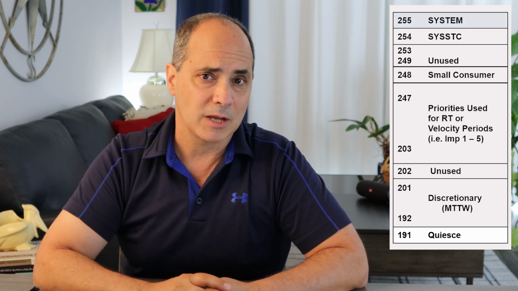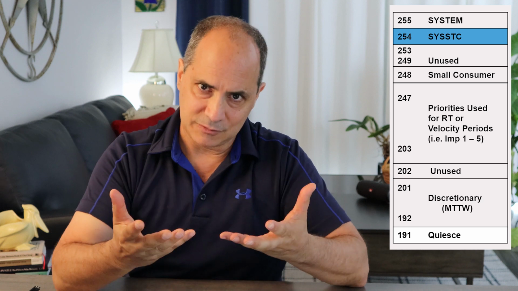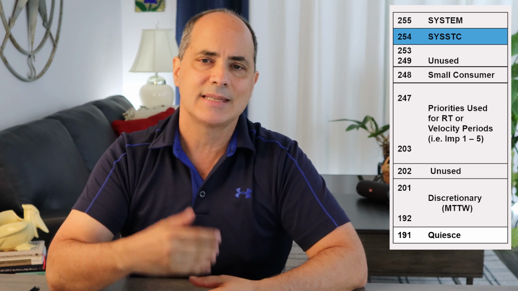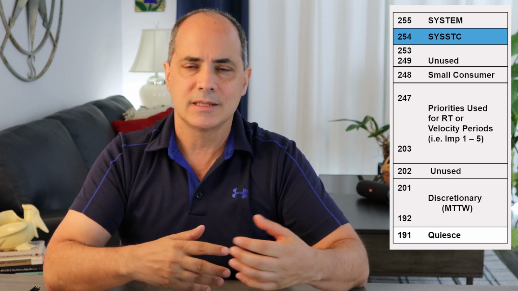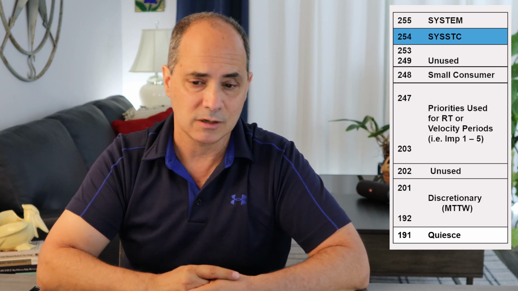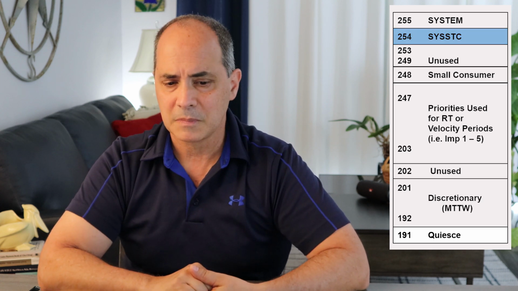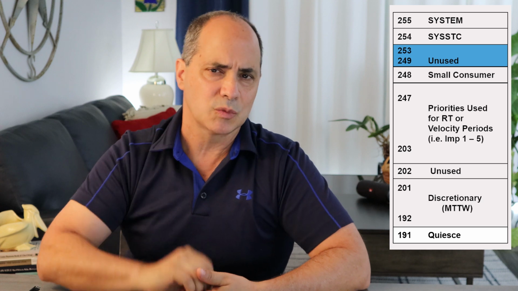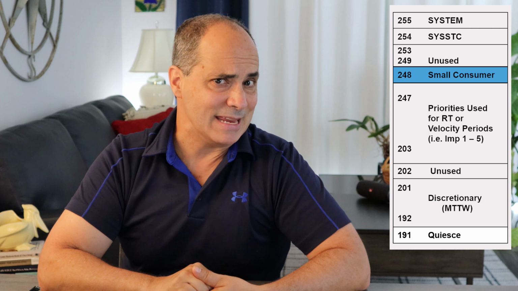The second highest dispatch priority in the system is for a service class called sysstc, and like system, it has a fixed dispatch priority, only in this case that dispatch priority is 254. Work that can go into sysstc is any really address-based oriented work that you classify to the sysstc service class. And I'll get into sysstc in more detail in other videos. And then we have a small range of unused priorities. Don't worry about those. And then we have dispatching priority 248.